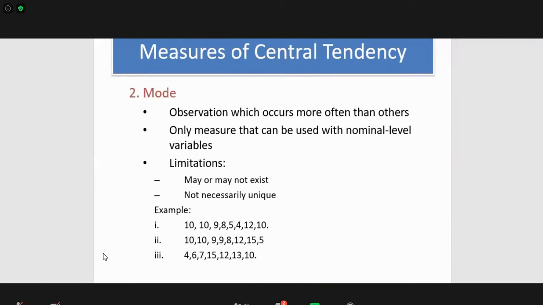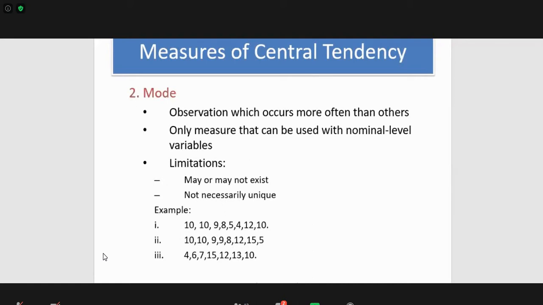Then we have mode. This is one more type of central tendency. First was mean, then it is mode. Now, when to use mode? When there are observations which occur more often than others, at that moment we have to use mode instead of mean. This is the only measure that can be used with nominal level of variables. The limitation for mode is that it may or may not exist.